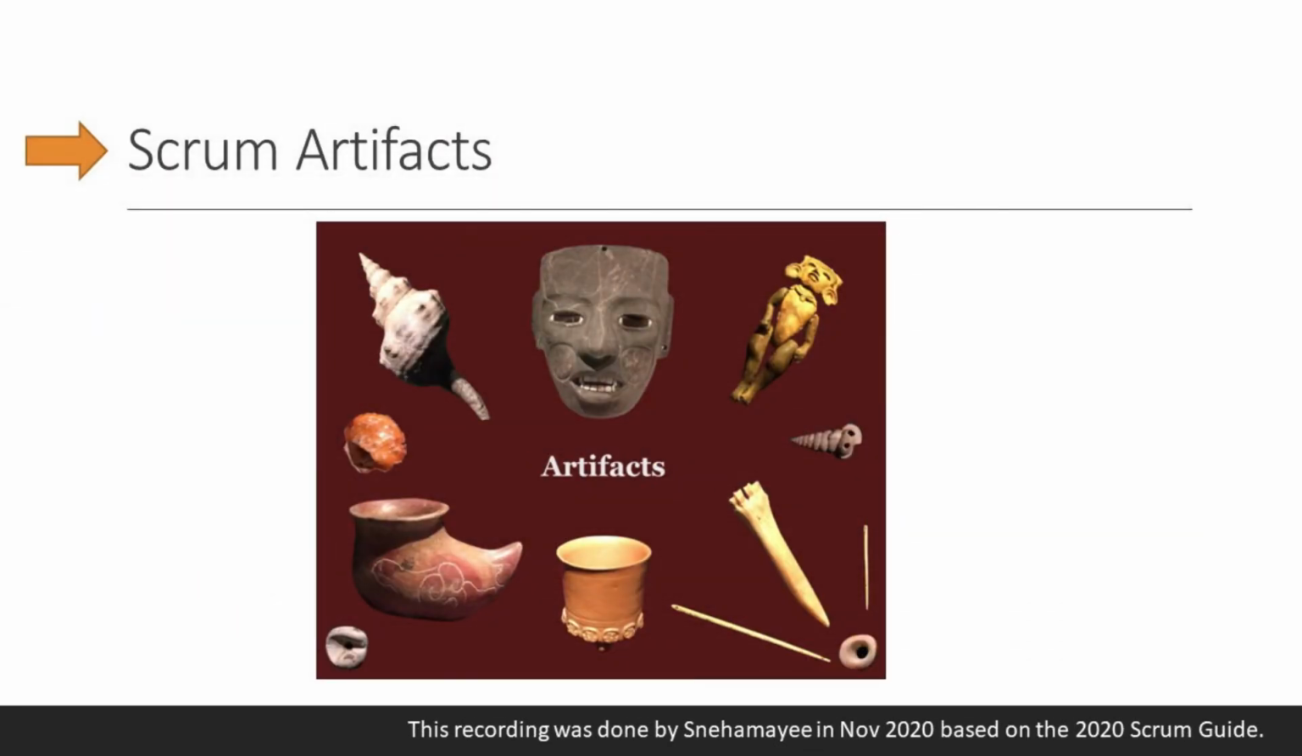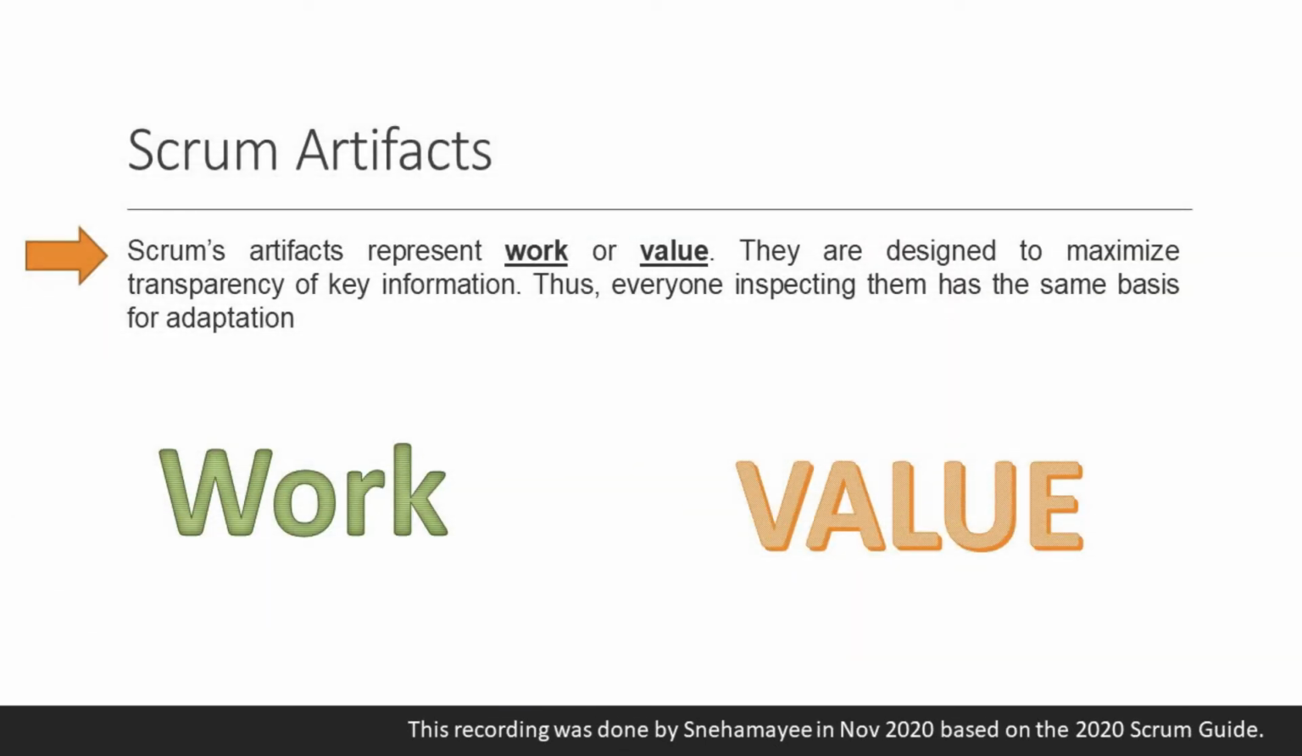Scrum artifacts. Scrum's artifacts represent work or value. They are designed to maximize transparency of key information. Thus, everyone inspecting them has the same basis for adaptation.